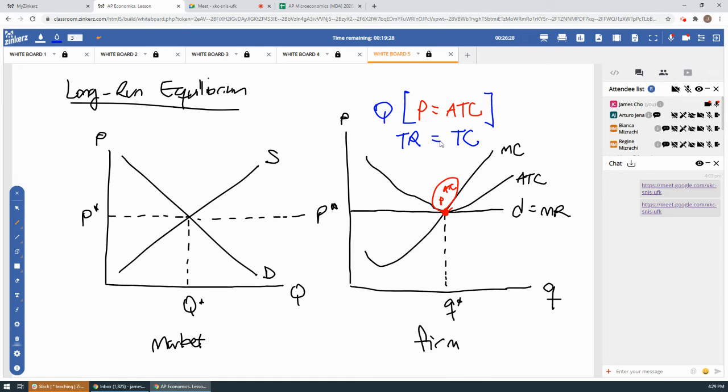This is how you show it when there are no more adjustments to take place. No more companies come in, there are no profits. No more existing firms leave, there are no losses. Everything is balanced, everything is as it should be.